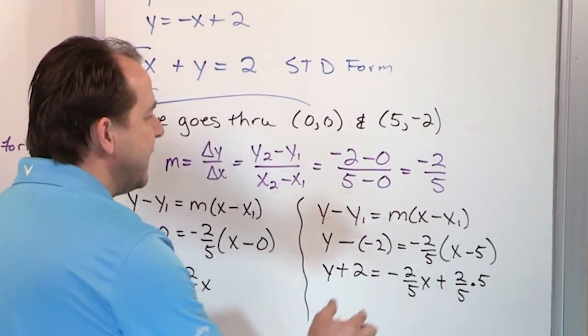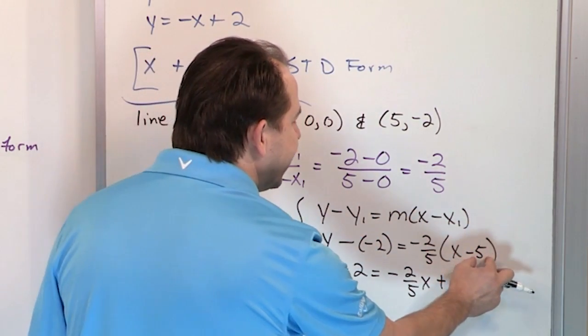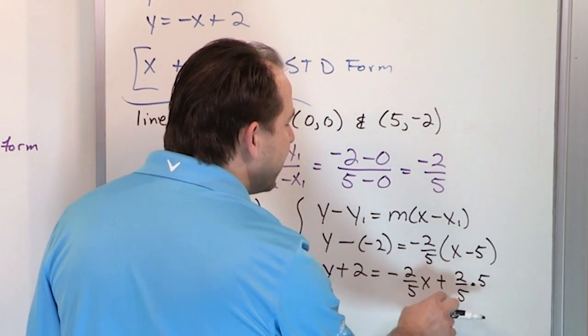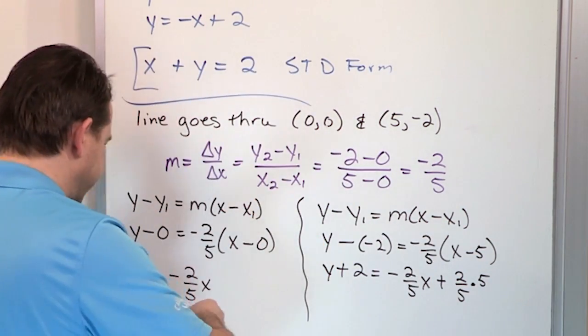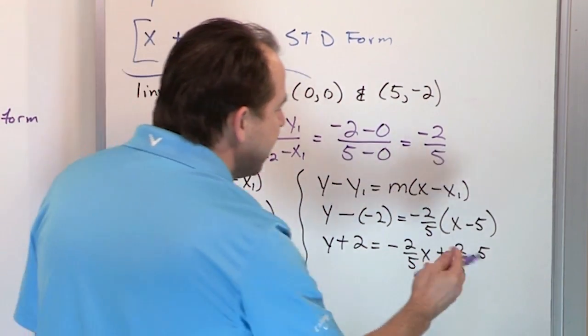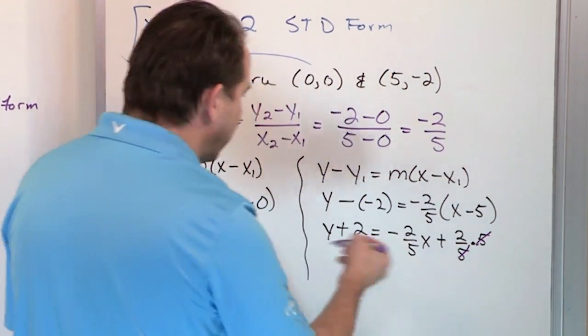Make sure you understand that. I've just taken the negative 2/5 and multiplied by the negative 5, which becomes positive because negative times negative is positive. But look at what happens on the right-hand side. The 5's cancel because one's in the top and one's in the bottom.